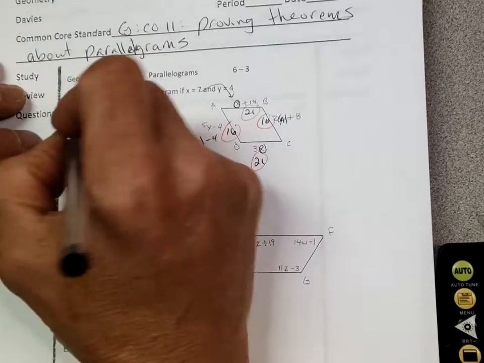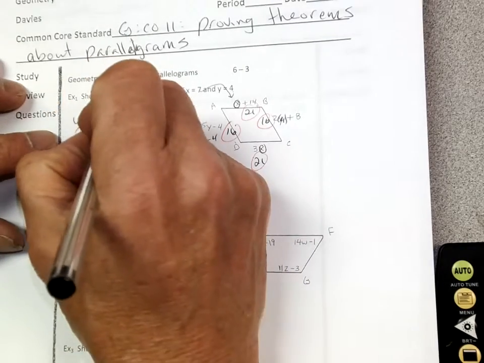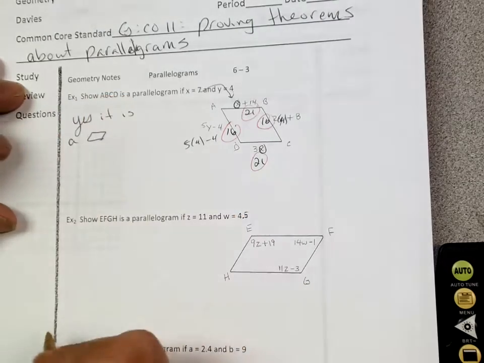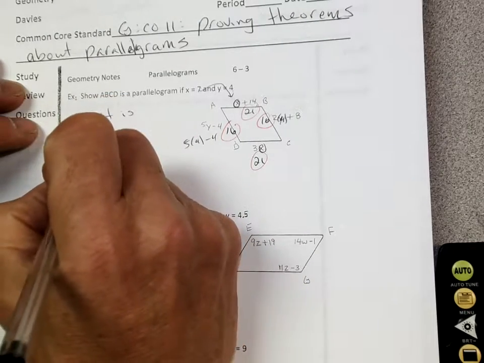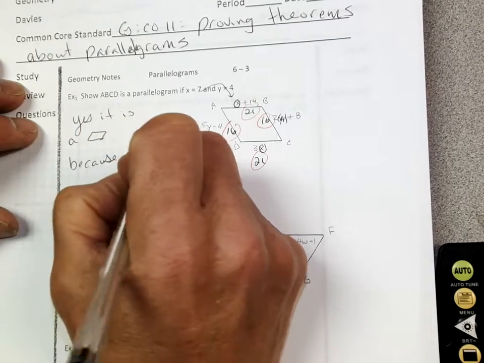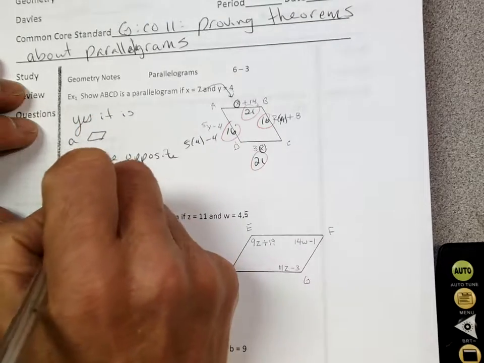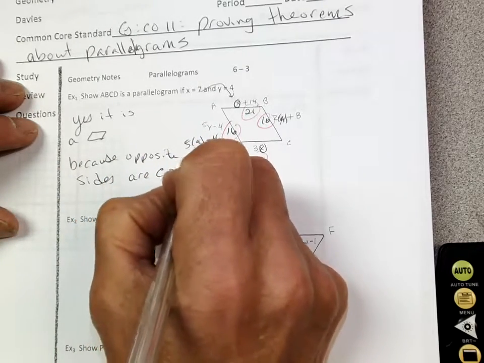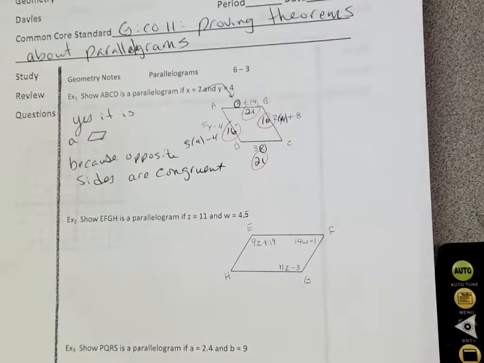So we can say yes, it is a parallelogram, and we're just going to simply say because opposite sides are congruent. It's one of our conditions that we looked at in our reading. Okay, that was pretty easy.